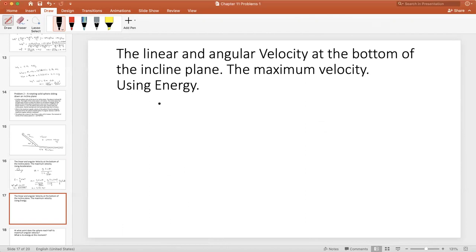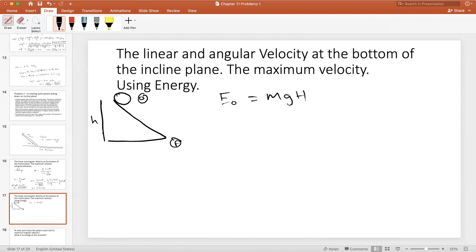Okay. Now let's use energy. So at the top, we need h. So at the top, what energy does this thing have? So this is 0, and this is final. So the initial, all it has is mgh, right? So let's say that h is 0 here and h is h here. So all it has is mgh. If this is 20 and our angle is 40, h is 20 sine of 40, which is 20 times sine of 40, is 12.86 meters.